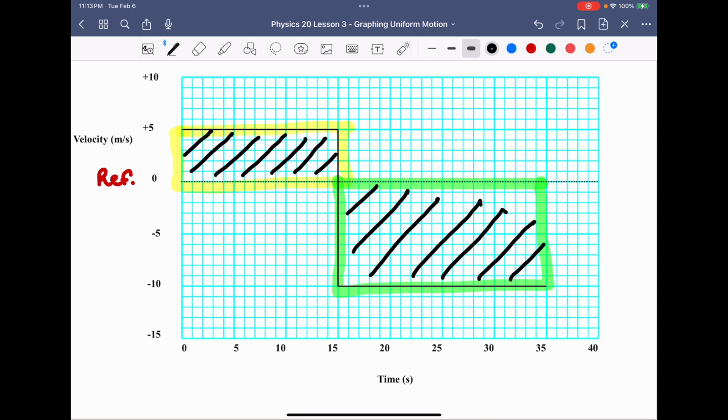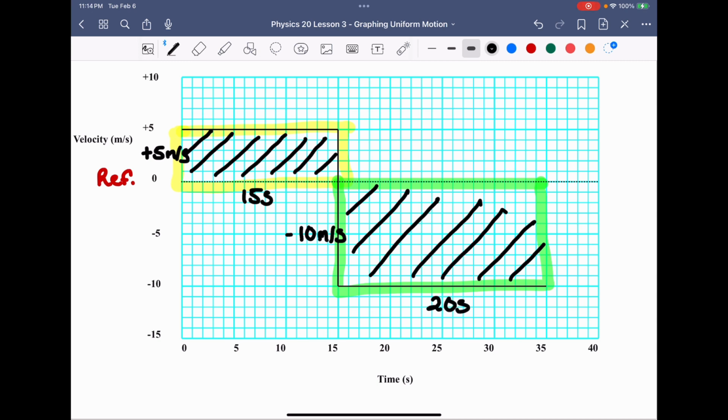Now let's do a little bit of labeling here. On the y, we have positive 5 meters per second. On the x-axis, or I should say the length of this, we have 15 seconds. Now let's do the same labeling for the other one. I have from 0 down to 10, so I'm going to call this 10 meters per second. And I'll just write in the negative there just to indicate that it is in the downwards direction or in the opposite direction. And then from 15 to 35, we know this is 20 seconds.